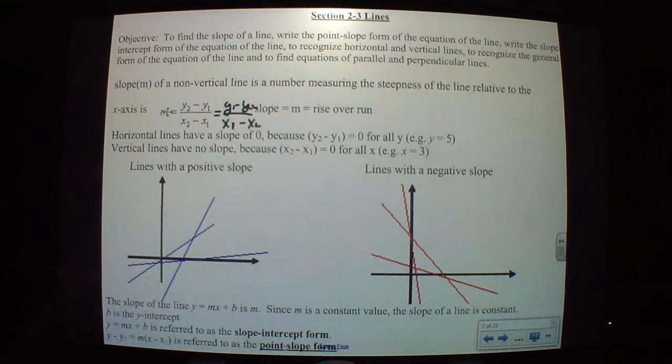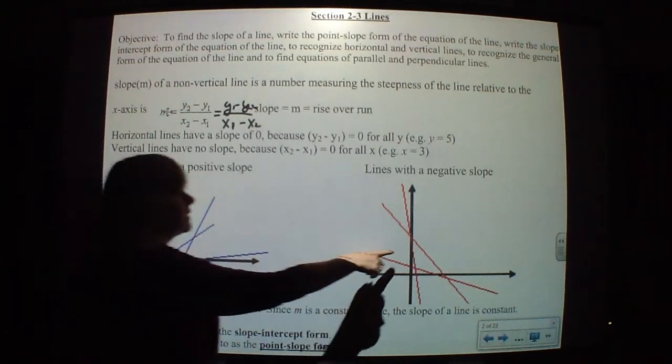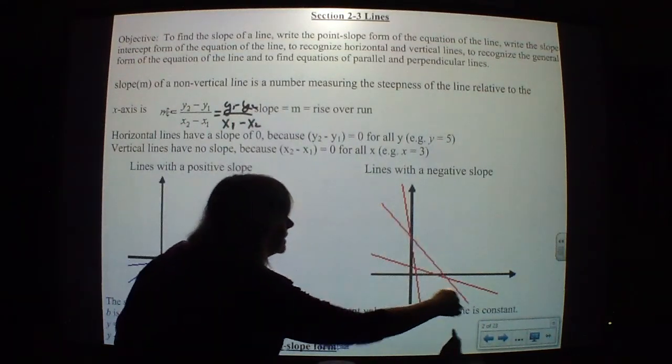Examples of lines with positive slopes. From left to right, they're increasing. Lines with negative slopes. From left to right, they're decreasing.